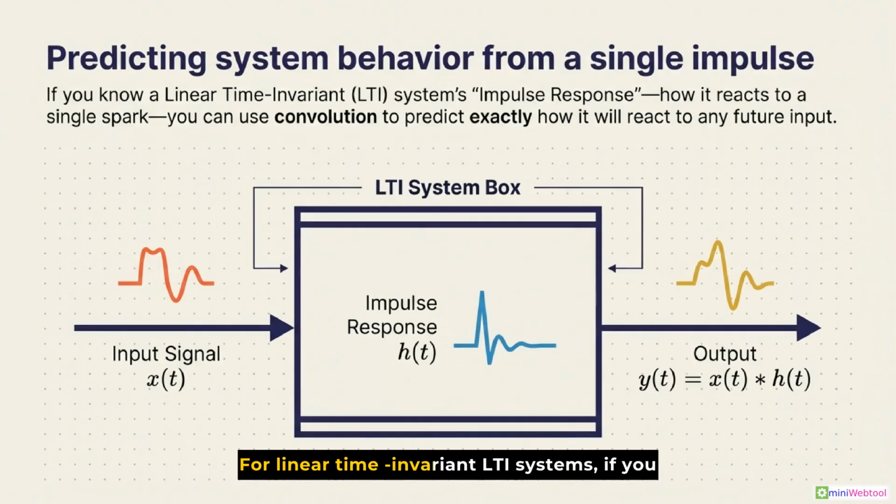For linear time invariant LTI systems, if you know the impulse response, you can use convolution to predict exactly how the system will react to any input.